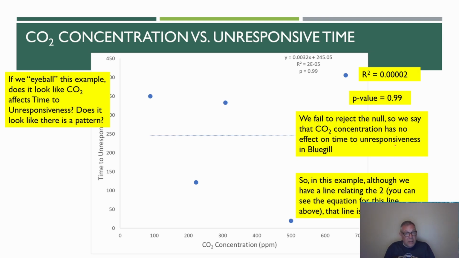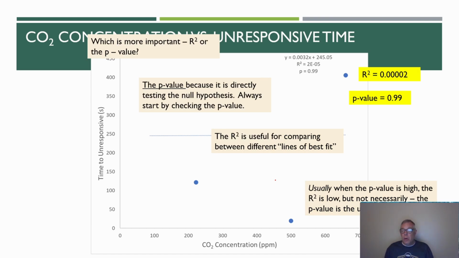We came up with a line, the equation is right there. So no matter what, I can create an equation. Where's mine? Here we go. No matter what, I can create an equation, but that equation is not trustworthy. And so a good question is, what's more important, R-squared or the p-value?